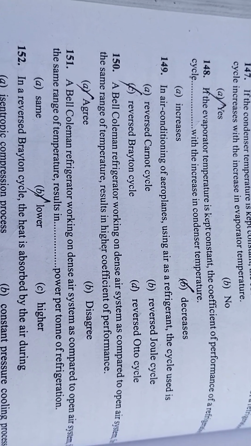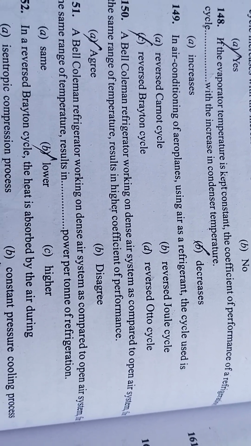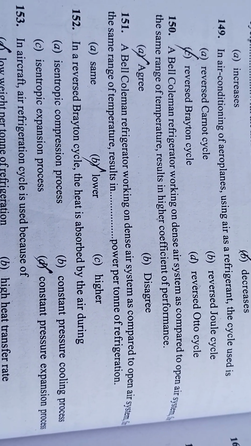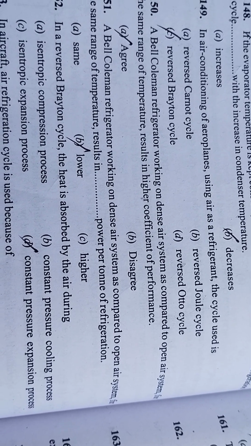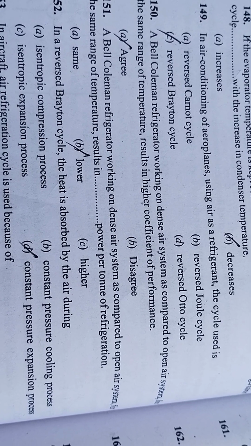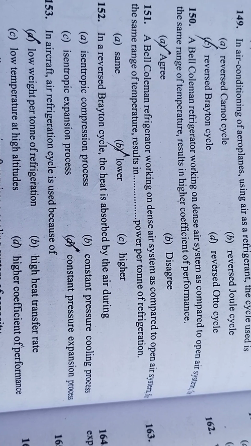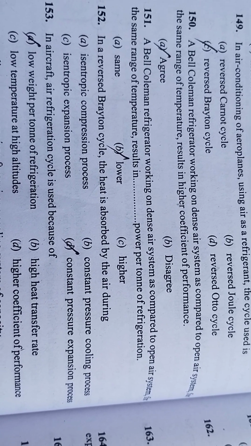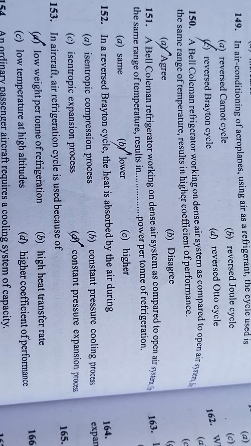In air conditioning of an aeroplane, an air refrigerant cycle, the reversed Brayton cycle, is used. A Bell-Coleman refrigerator working on a dense air system as compared to an open air system, for the same range of temperature, results in a higher coefficient of performance: agree. It also results in lower power per ton of refrigeration.